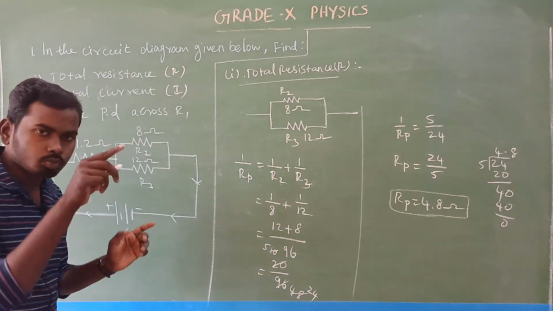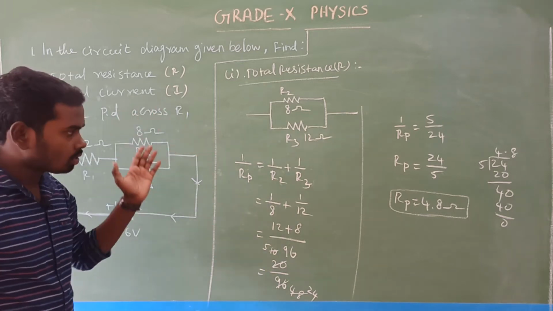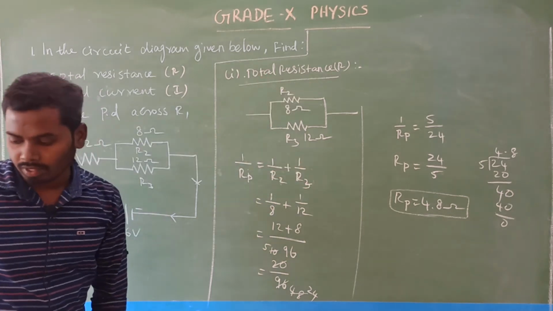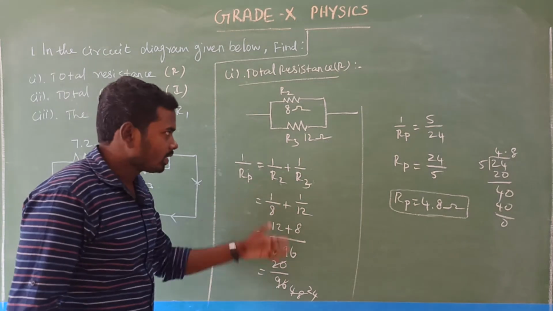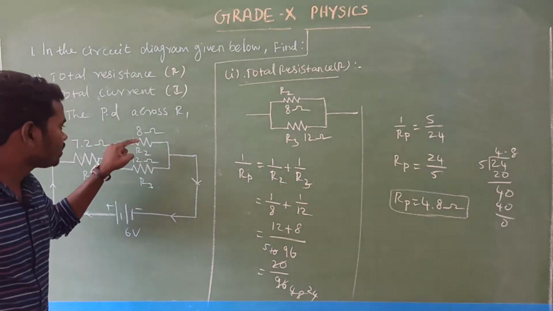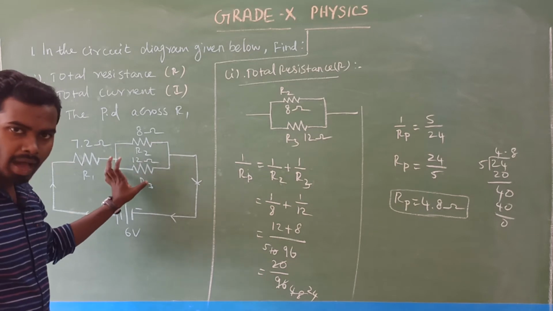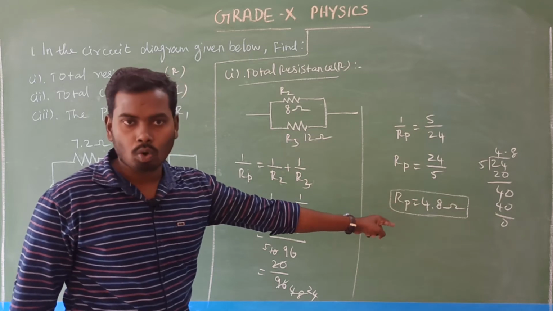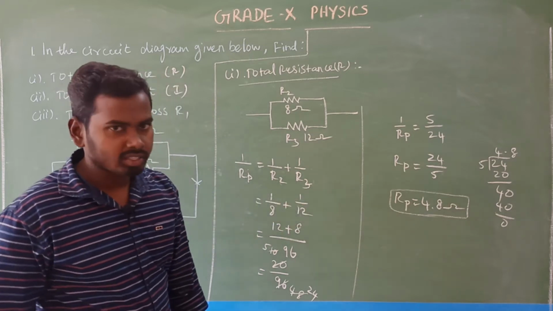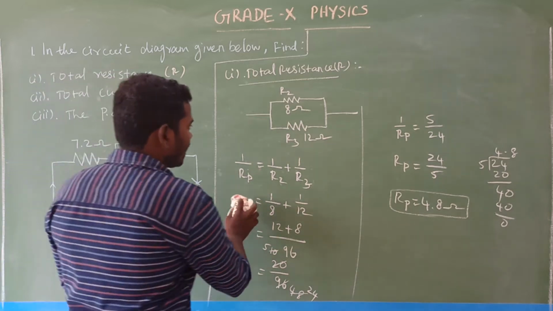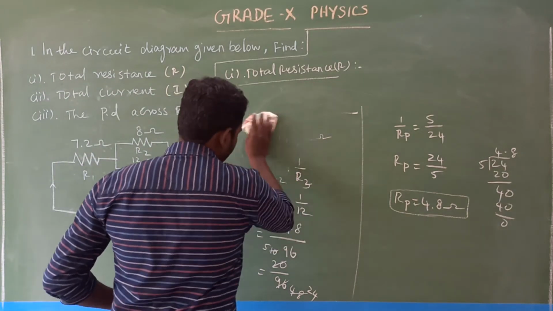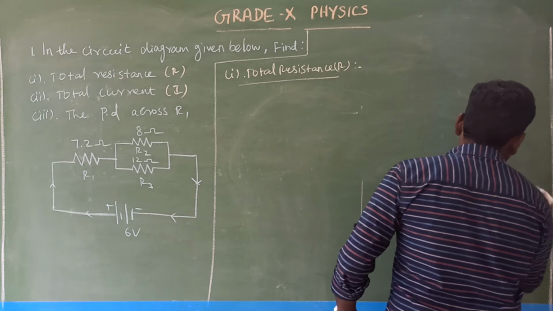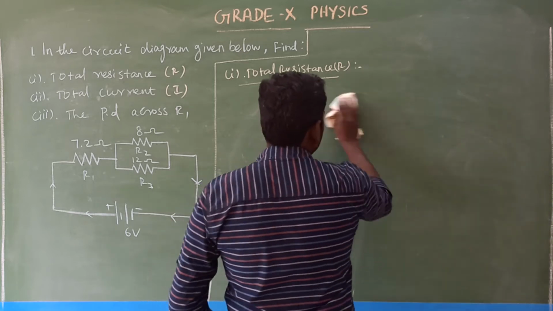You just pause the video and note all this concept in your classroom notebook, because I'm going to rub this. I don't have space to go further. Look at here. We have converted these two resistors connected in parallel into only one single resistor value. That resistor value is 4.8 ohm. Is it clear? I'll rub this, because the board is very small and I cannot go ahead further.